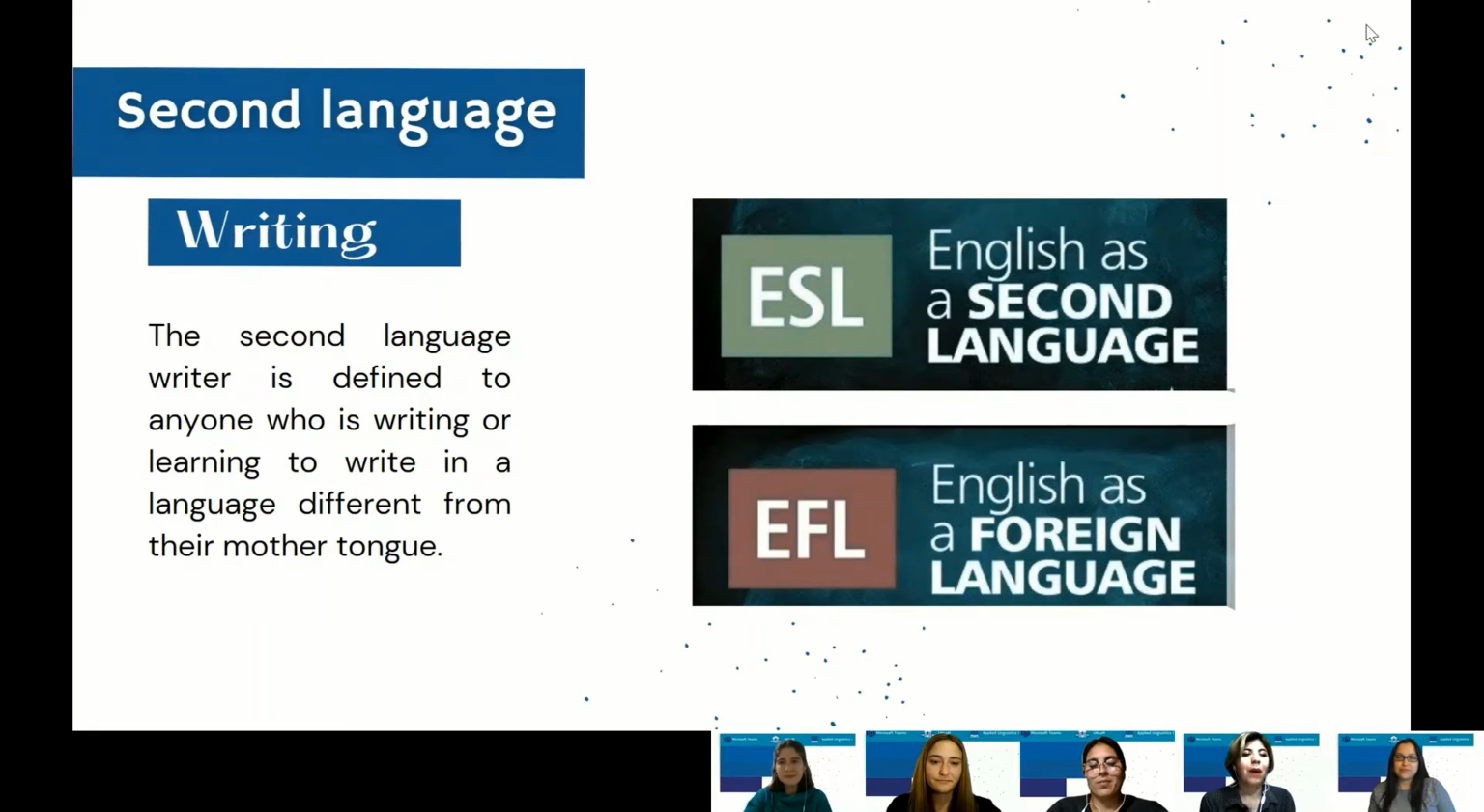Thank you, Lourdes. Well, the definition of second language writers. When we talk about the term second language writers, we refer to anyone who is writing or learning to write in a language different from their mother tongue. However, we need to know that the limit between them is unclear.